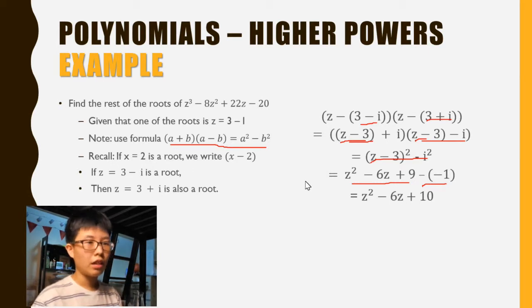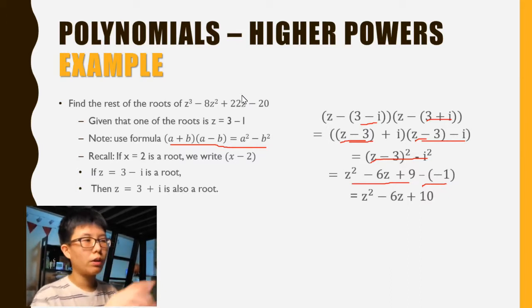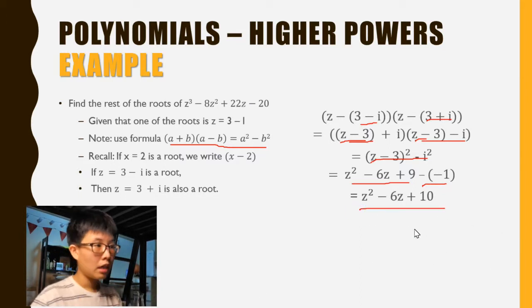So let's just continue. We have z cubed and some other stuff as our original polynomial, and we have found 2 of the roots. What we can do next is long division to find the final root of the equation. So we're going to take z cubed minus 8z squared plus 22z minus 20, divided by this whole thing that we just found. Okay, that's the next slide.